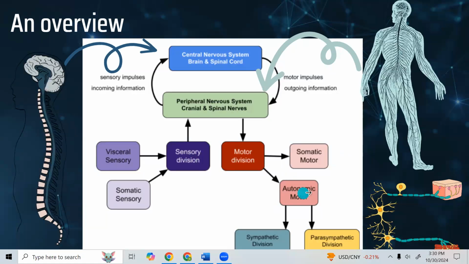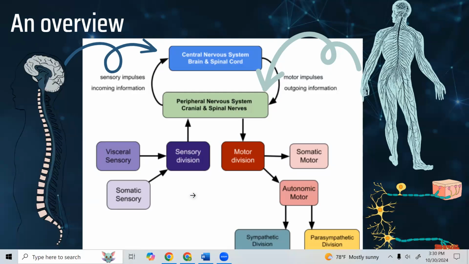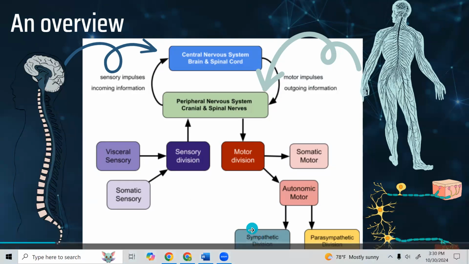Then we have the autonomic division. Autonomic sounds a lot like automatic, so that's kind of how you should think of it. It's what's going to do all of our involuntary control. And then within that autonomic division, we have our sympathetic division. So sympathetic, you want to think fight or flight. It's our system that gets us geared up to go. Sympathetic pretty much amps everything up.